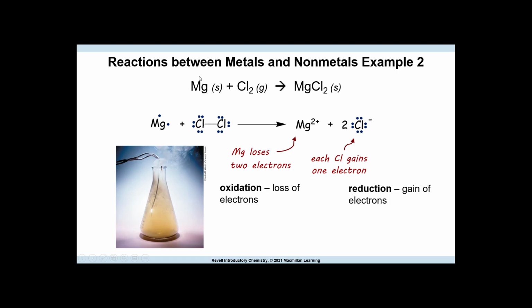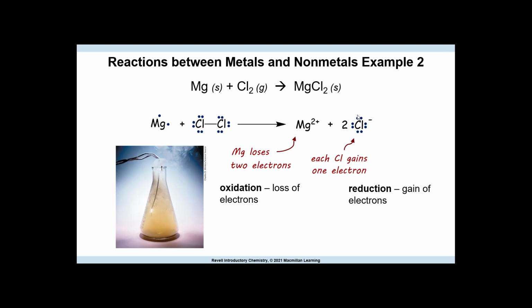And if you remember, you can do the crisscross if that helps here. So this would be a +2, and we need 2 chlorine atoms. So it would be 2 times -1, that equals -2. So 2 minus 2 equals 0. It has to overall be a 0 charge. Okay, so the metal atom, magnesium, loses 2 electrons, while each chlorine atom gains 1 electron. So in this reaction, a covalent bond breaks as the ions form.